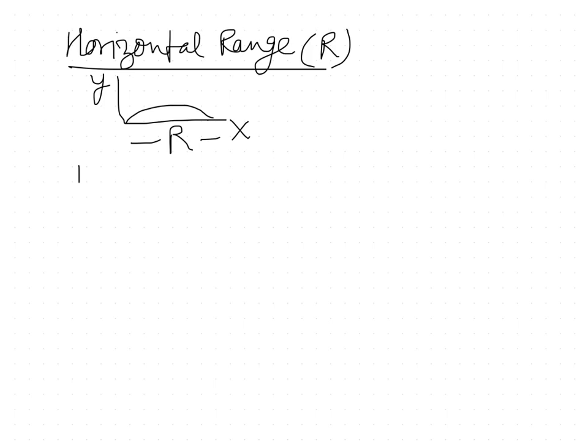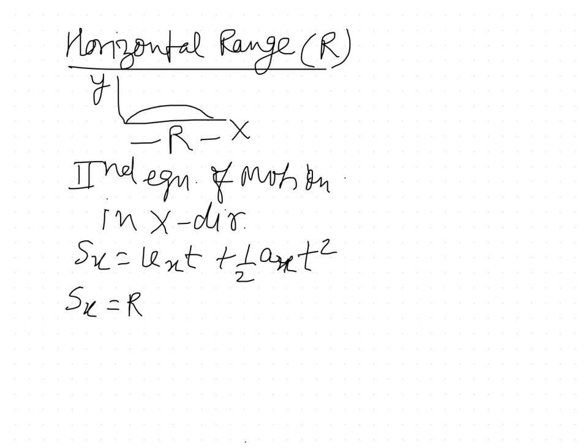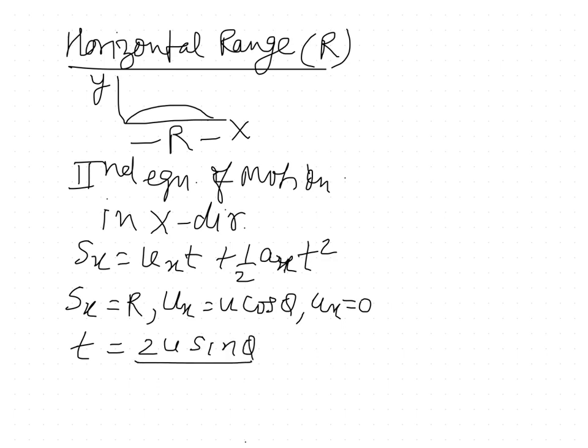For this we can apply the second equation of motion in the x direction. Sx equal to uxt plus half ax t square. So Sx can be written equal to r, the range, ux equal to the initial velocity in x direction, that is u cos theta, and ax equal to 0, and time is equal to the time of flight, that is 2u sin theta upon g. Because to cover the range, it takes the total time of flight.